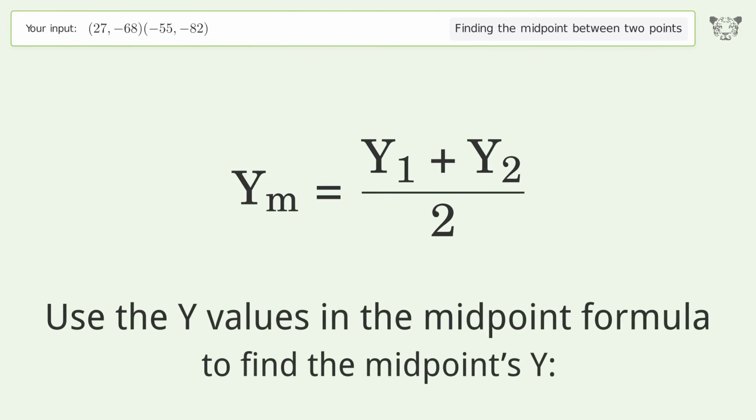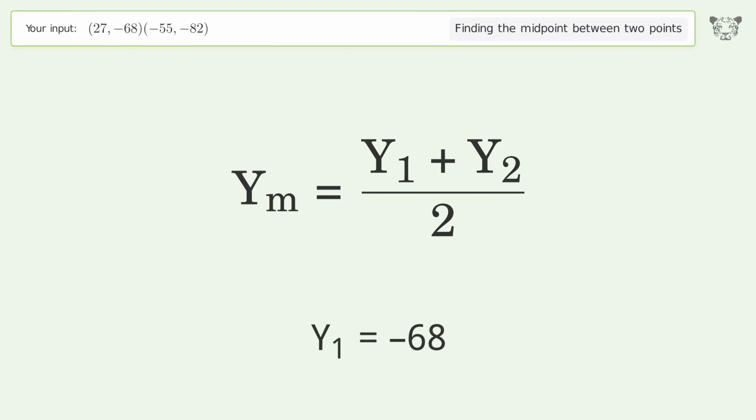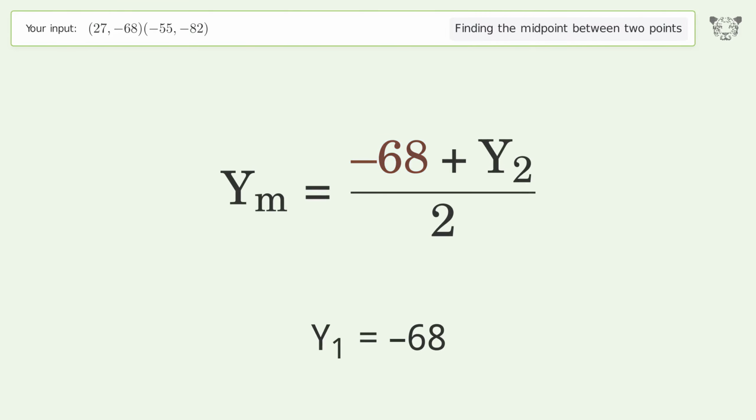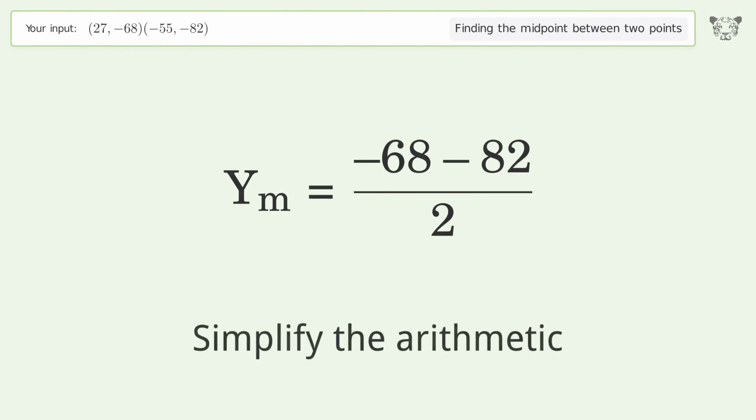Use the y values in the midpoint formula to find the midpoint's y. y1 equals -68. y2 equals -82. Simplify the arithmetic.